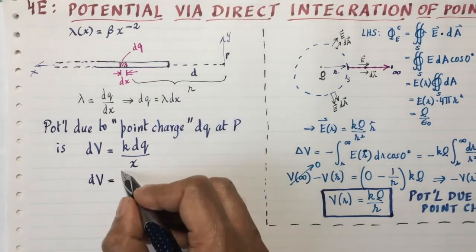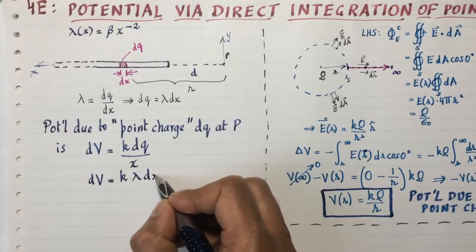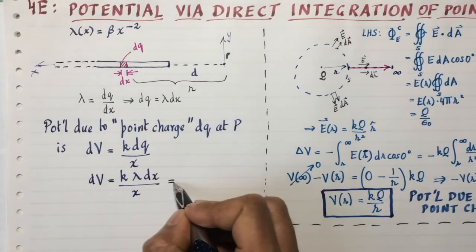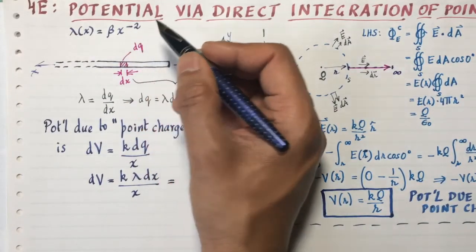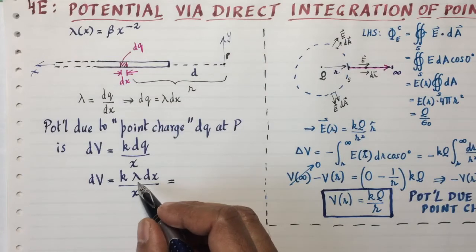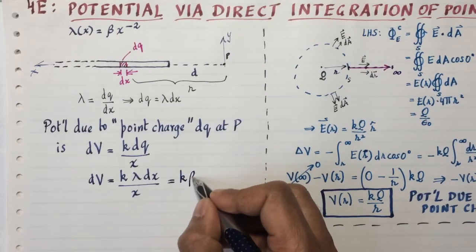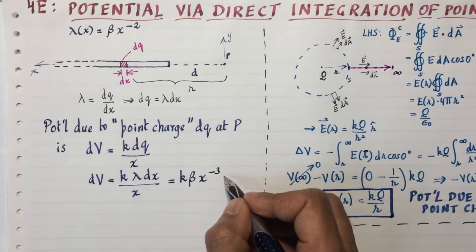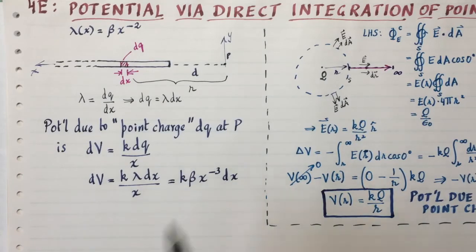dV equals k times lambda times dx divided by x. Now you observe that lambda is beta x to the minus 2. So beta x to the minus 2 divided by x is k beta x to the minus 3 dx. Well, that is the infinitesimal voltage dV due to the charge element dq of width dx.